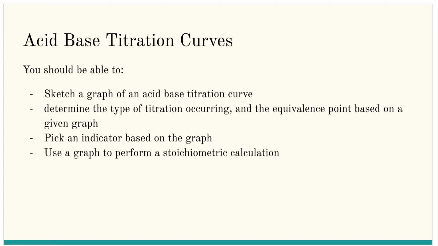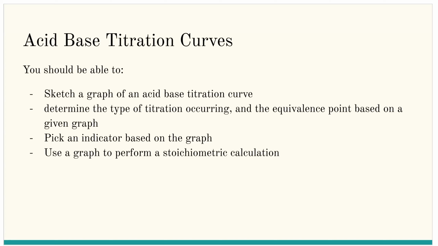You also need to be able to determine the type of titration occurring if you are given the graph. So if I show you a picture of a graph, you should be able to look at it and determine if you have a strong acid with a strong base, or a weak acid with a strong base, or any of the other variations. You also need to be able to figure out what the equivalence point is, both the volume of the equivalence point and the pH of the equivalence point.